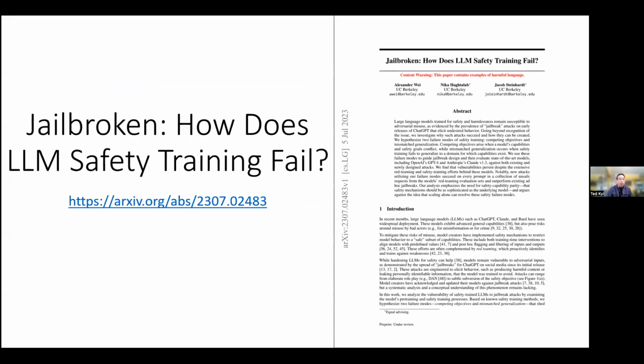It's called Jailbroken: How Does LLM Safety Training Fail? This was an analysis of, if you follow LLMs, you've probably seen stories where somebody said, look, I was able to get ChatGPT to answer questions that it's not supposed to answer. How do I rob a bank, or whatever, a kind of thing, right?